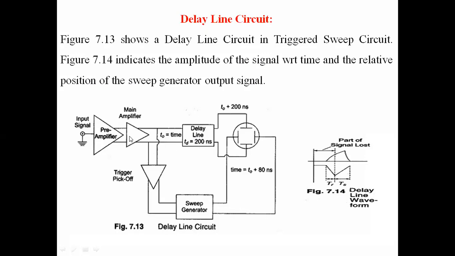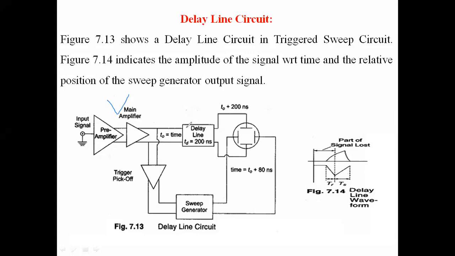Here we apply an input signal, and that is amplified by the vertical amplifier. After that, the output signal is applied to the sweep generator through the trigger pulse generator. After that, it is amplified by the horizontal amplifier and applied to the horizontal deflection plates. And the same output from the vertical amplifier is also connected to the delay line.